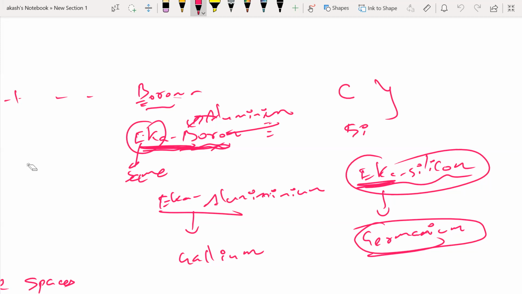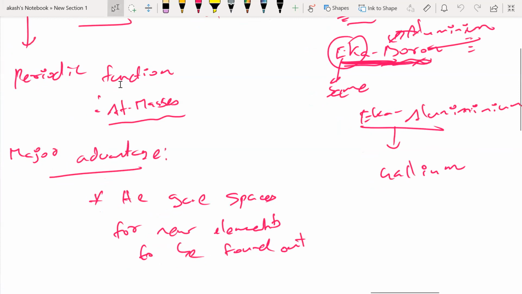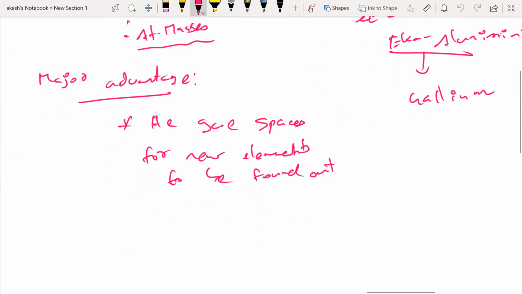But still it has some problems. What were the problems? What are the demerits, the disadvantages we face with Mendeleev's periodic table? Again, the problem of isotopes still exists, because he was still using atomic mass only as the periodic function. So that is again a problem.